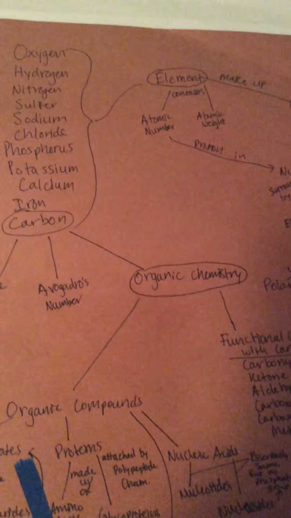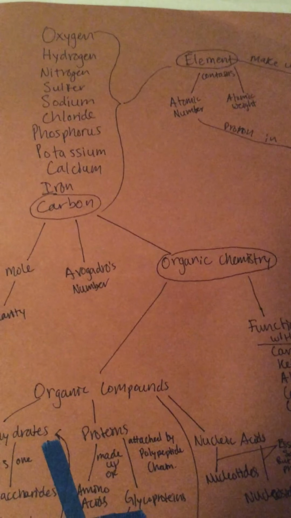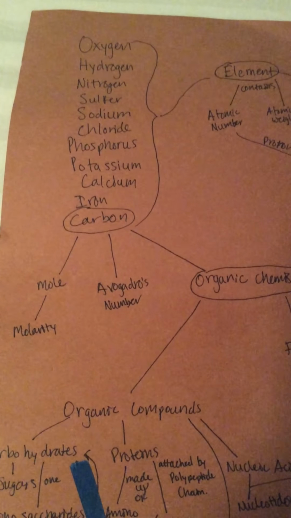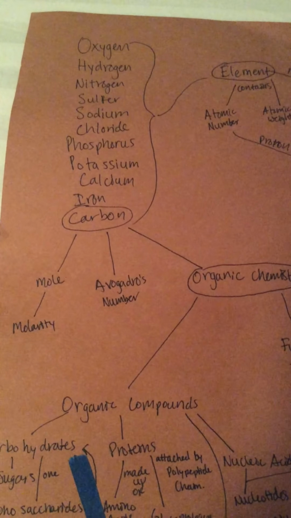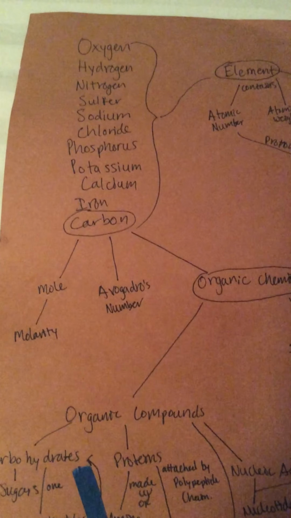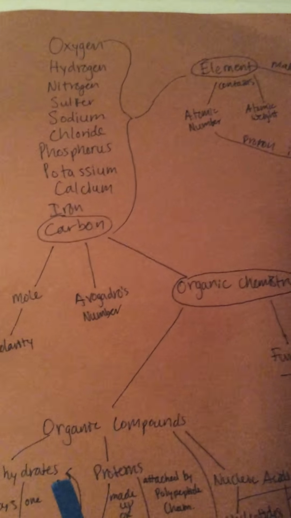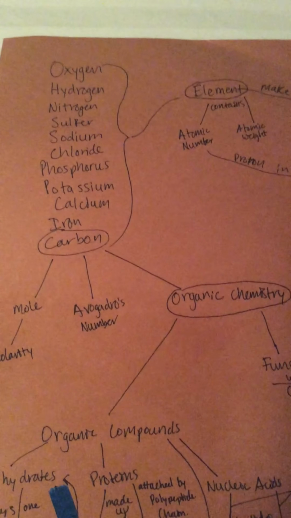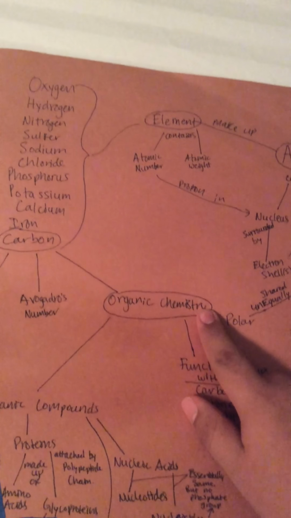A mole is the same number of particles as there are in the atoms of 12 grams of carbon. And molarity deals with the moles of solute per liter of solution. We also have Avogadro's number, which is the number of atoms in 12 grams of carbon-12. But as I said before, the most important out of all of these is organic chemistry.